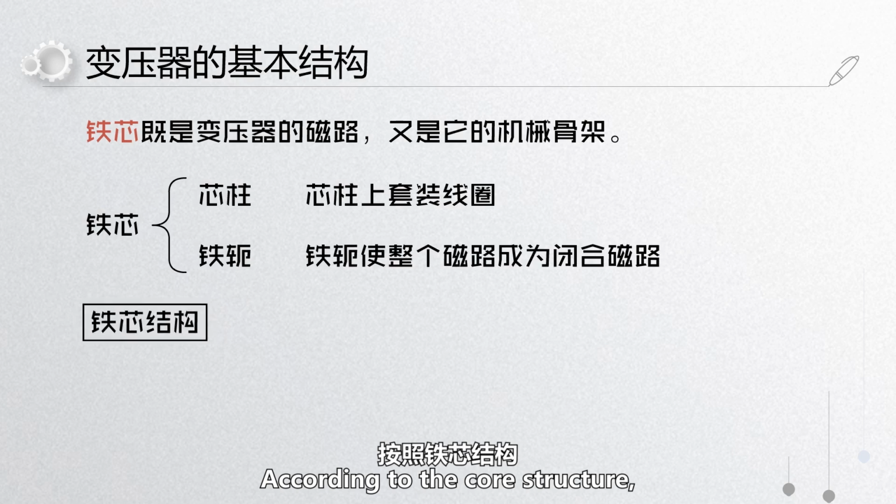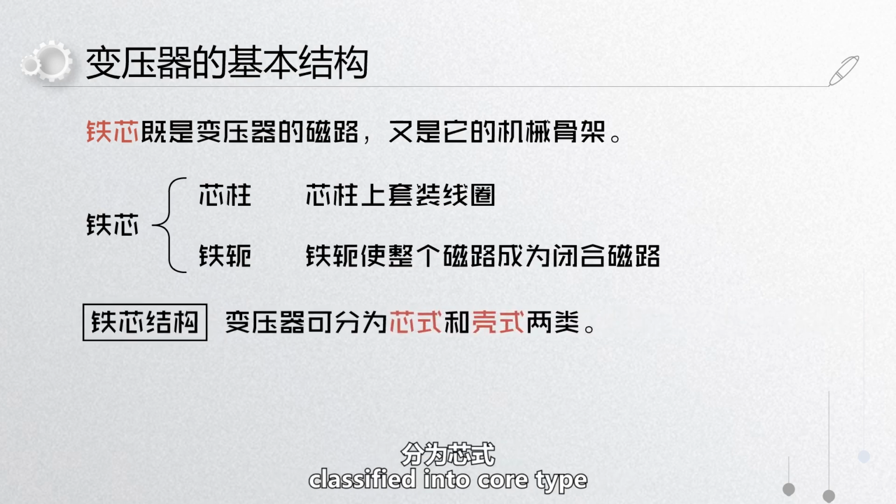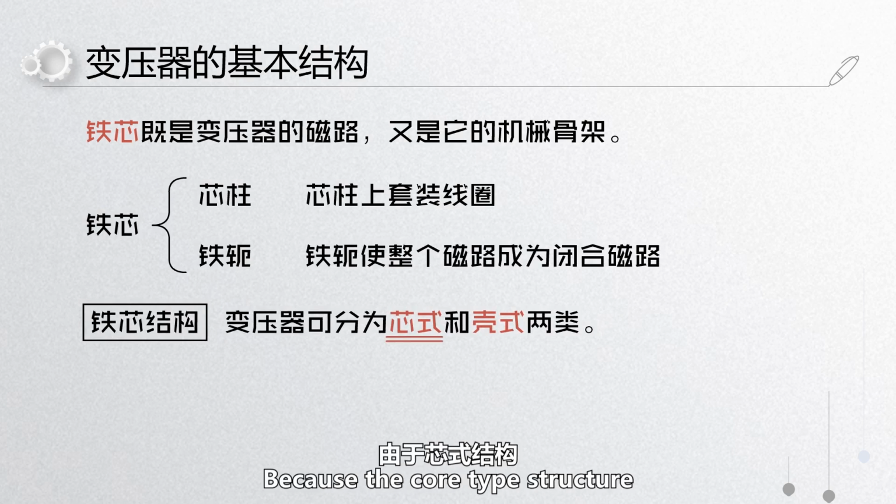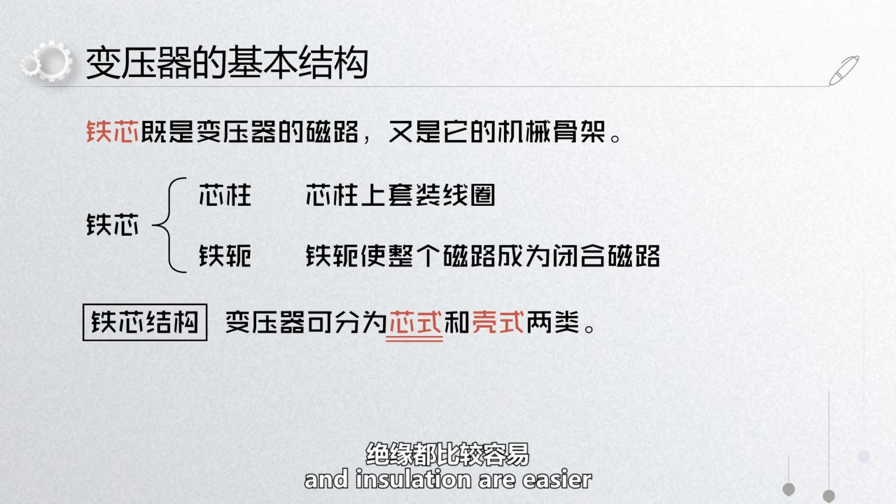According to the core structure, transformers can be classified into core type and shell type. Because the core type structure is relatively simple, and the assembly of the coils and insulation are easier, domestic power transformers all use core-type structures.